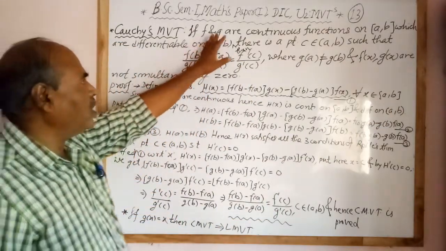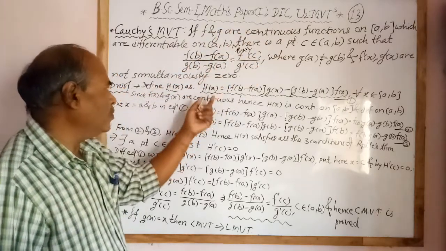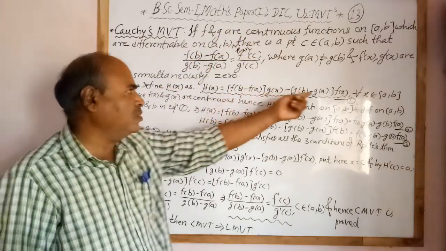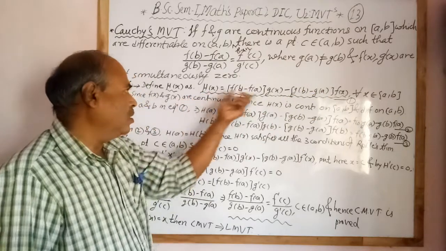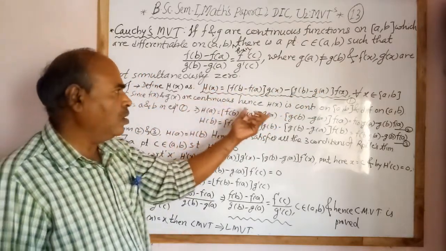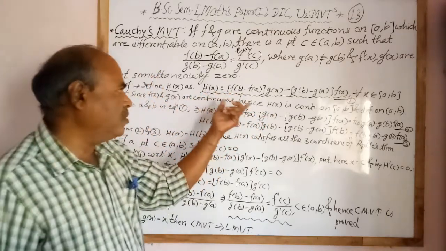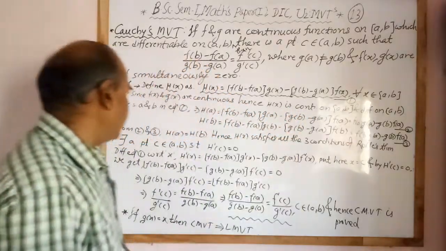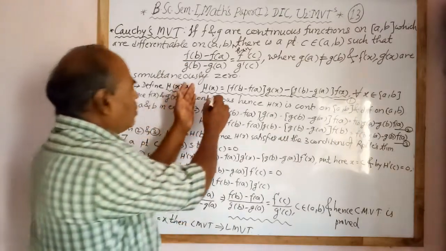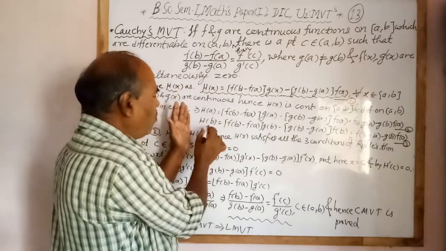Now since we are given that in the theorem f of x and g of x are continuous, therefore h of x defined by this, with g of x, f of x and constants on the right hand side, is continuous. Therefore we say that the function h of x is also continuous. And also h of x is differentiable on the open interval (a, b). Now in equation 1, we put x equal to a, we get h of a, we put x equal to b, we get h of b.